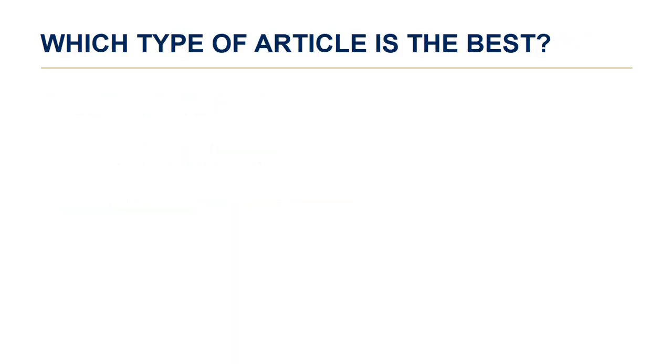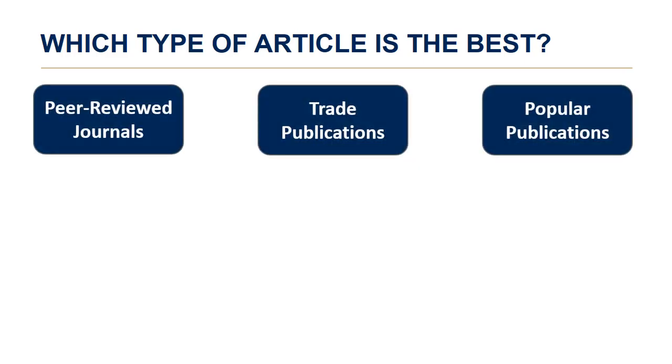Let's say that you've determined from your assignment that you need an article. But what kind of article is the best? Articles can be easily located in our online databases and are usually from these three types of publications: peer-reviewed journals, trade publications, and popular publications, such as magazines and newspapers. Here, I'm simply using the word popular to mean not academic. Let's briefly look at each type to determine its level of credibility.